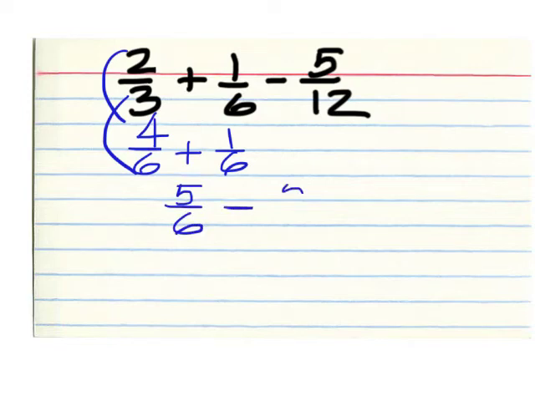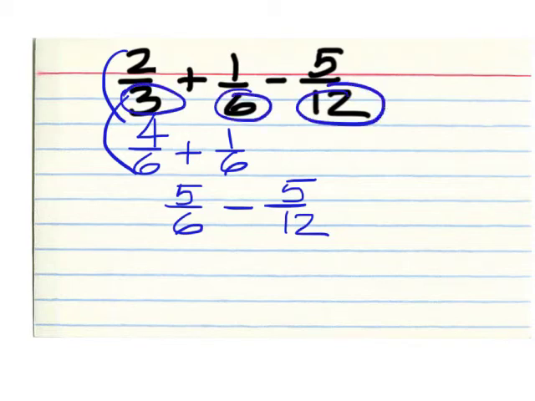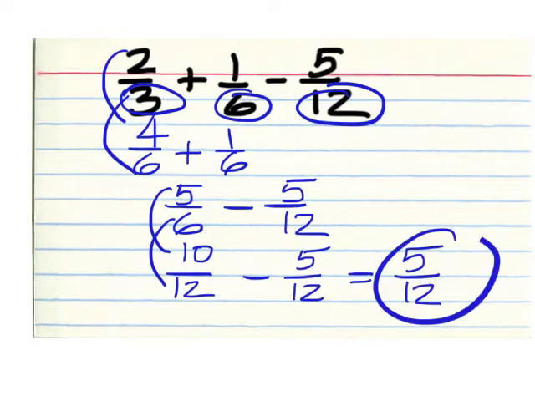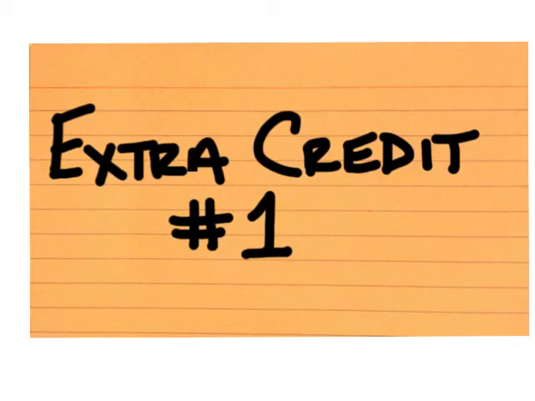Come up with a 5 over 6 and then do the 5 over 12, or if you wanted to, you could have made all these 12s to start with. Either way is fine. But if you go back to this and make a common denominator of 12, you have to multiply by 2, so you'll get a 10. 10 minus 5 is 5, so 5 over 12 is the answer.